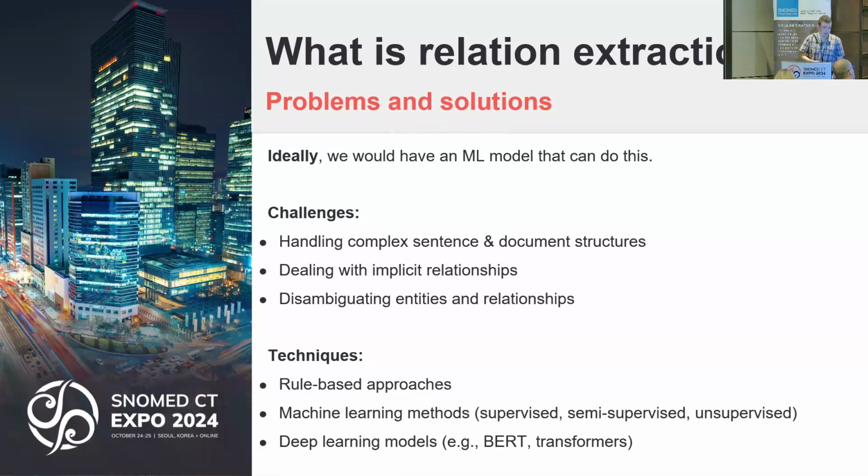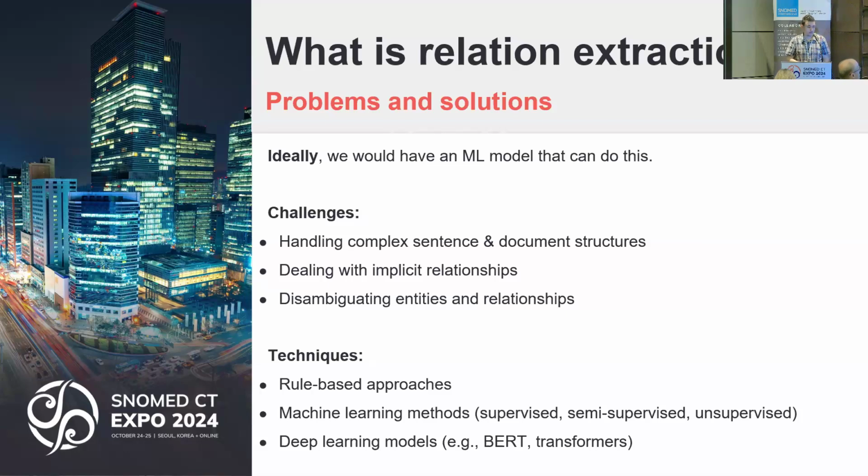All right. So how do we do this? Ideally, in today's time, we should have an ML model that can reliably do this. Of course, there are a couple of challenges: handling the complex nature of documents and electronic health records, a problem which is especially predominant in the UK, at least. We're dealing also with implicit relationships, and we need the disintegration between the entities and the relationships themselves, because these are two different tasks, and so the context might differ.